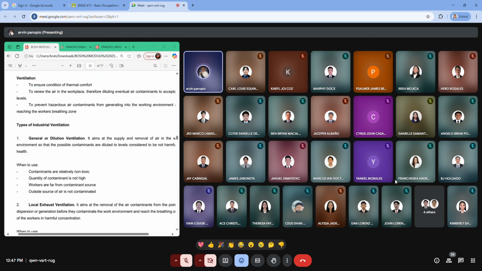So ano nga ba tong ventilation na to? Ito po yung flooding a workspace with fresh air. So yung airborne contaminants natin is hindi nabubuild doon to the point na ang level niya is dangerous na.